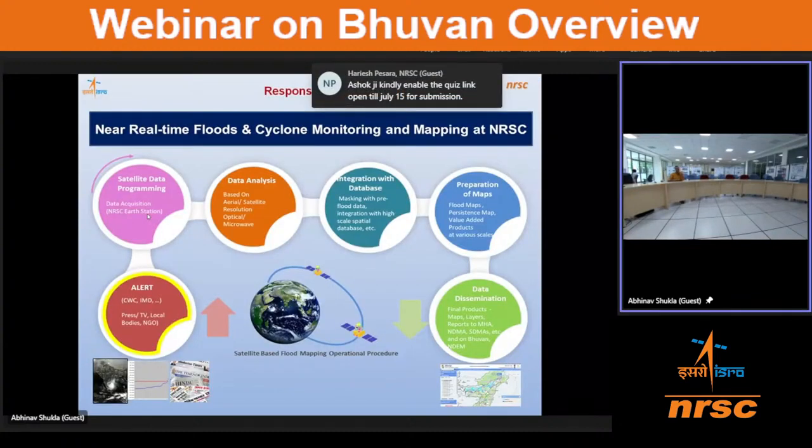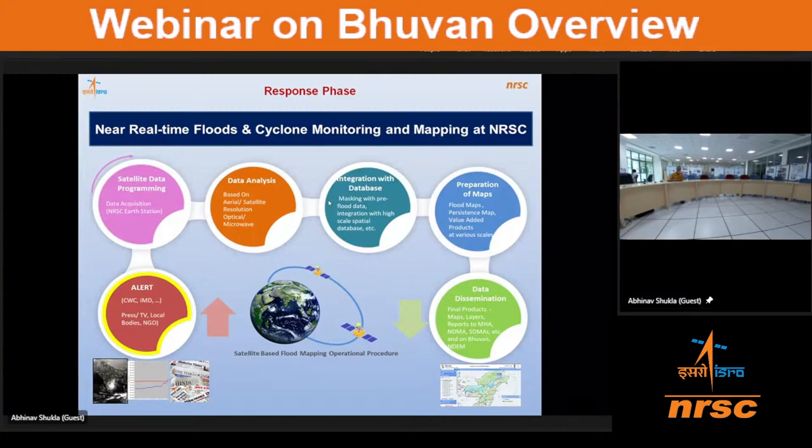At NRSC, the disaster management support system basically works in a proper chain. Once an alert is generated, the satellite data is programmed, the data is analyzed, it is integrated with the database, and all the kinds of maps are prepared, be it a flood map, persistence map, value-added products at various scales. And the data is finally disseminated through various geo portals like Bhuvan and NDEM. So I will be showing you the kind of outputs that we have generated and the kind of data that is hosted on Bhuvan as well.